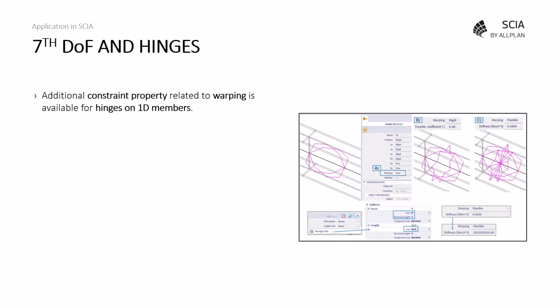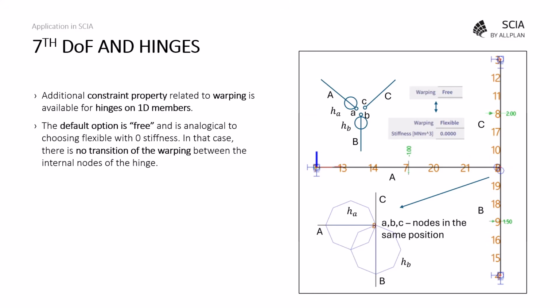Then what about hinges? So basically, we will have an additional constraint which will be available in 1D members, on hinges on 1D members, which will be called warping. This could be set as being free, and this is analogical to having it as flexible with 0 stiffness. And in that case, there is no transition of the warping between the internal nodes of the hinge.